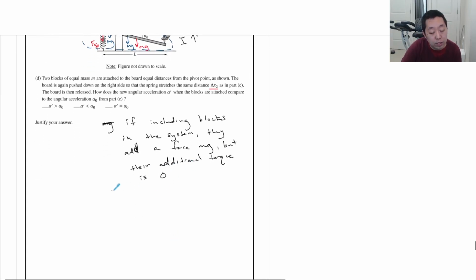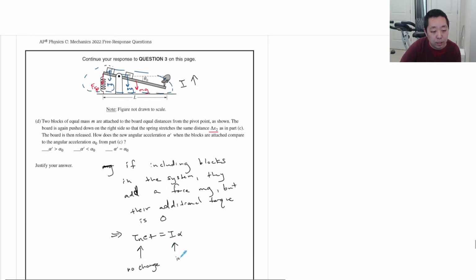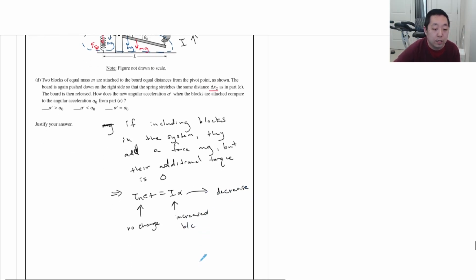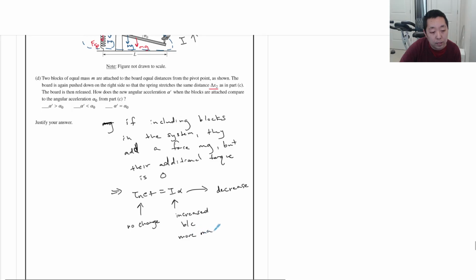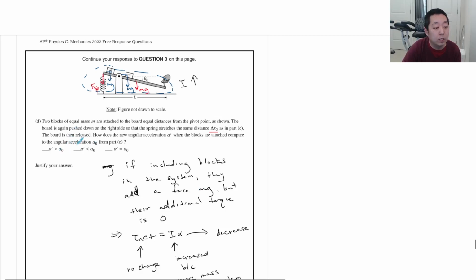If the net additional torque is 0, then you have net torque equals I alpha. So the spring force and the gravitational force didn't change. So no change on the net torque, but because we're including those masses now, I increased. Thus, the angular acceleration must decrease, because there is now more mass in the system. And that causes a reduction in the angular acceleration of the system. So I would say the new angular acceleration is smaller. That's a little bit tricky there.